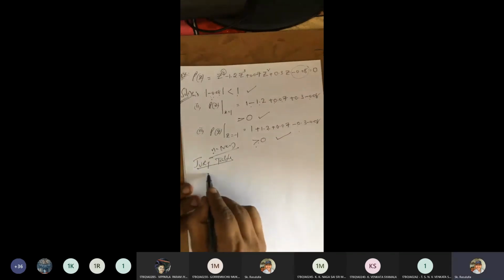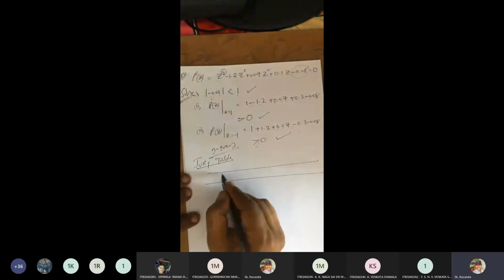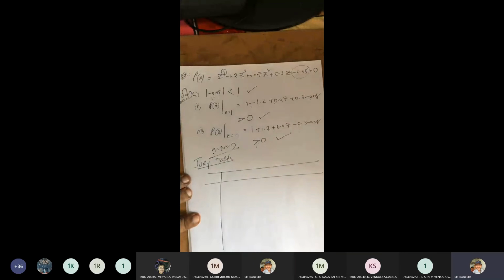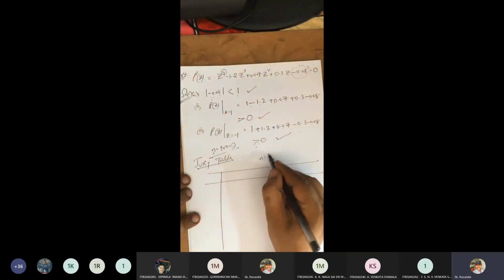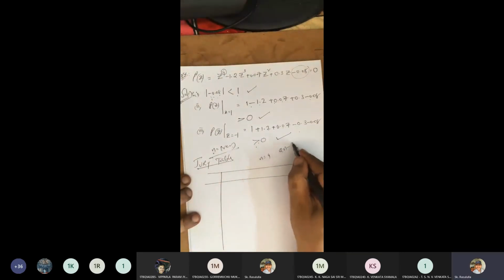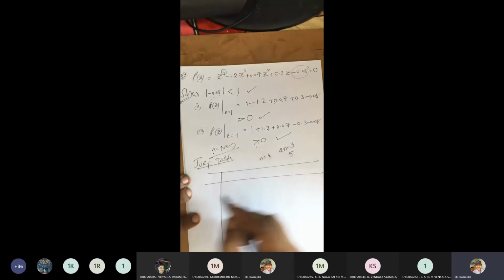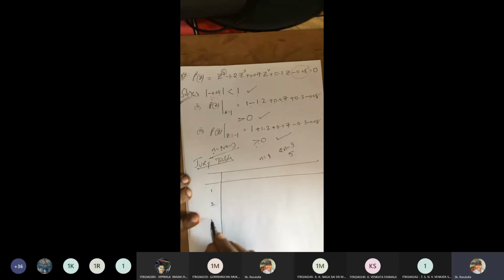Jury table. Here, how many rows? N is equal to 4. So 2n minus 3: 2 fours are 8, minus 3, 5 rows. 1, 2, 3, 4, 5. Total 5 rows you will get.